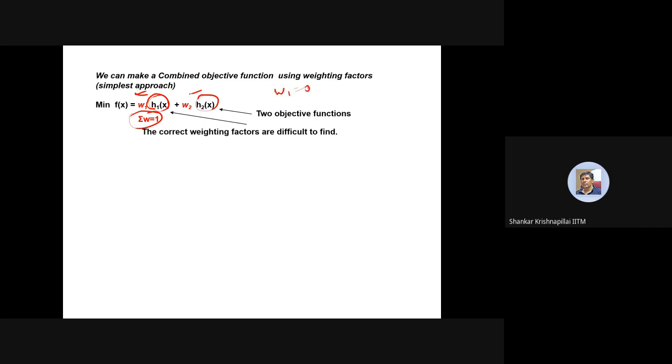So w1 can be 0.5, w2 can be 0.5, or w1 can be 0.6, w2 can be 0.4, or w1 can be 0.9, w2 can be 0.1. You can see each combination will give a different solution. So you have to try all these combinations and find which one gives the best results. It is difficult to know which is the correct weighting factor in advance, so usually different combinations of weights have to be tried.